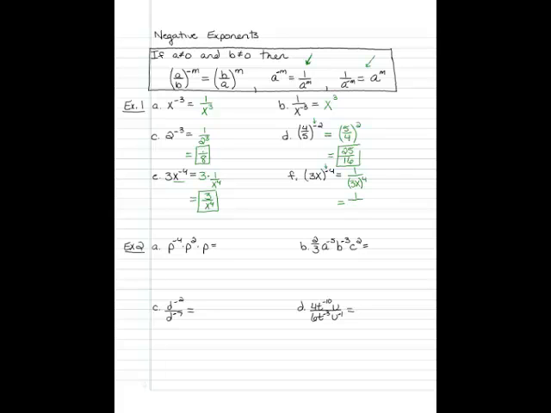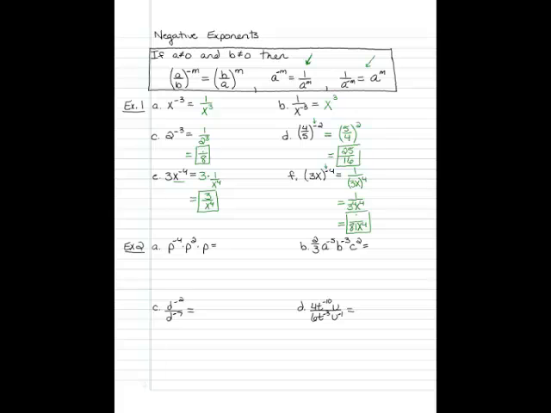Once we have that with a positive exponent, now we can just apply the power of a product rule. This would be 3 to the 4th x to the 4th in the denominator. And last step, 3 to the 4th is 81, so this would be 1 over 81x to the 4th.